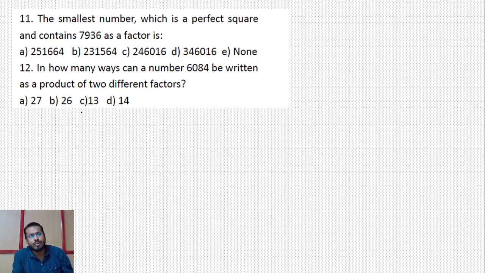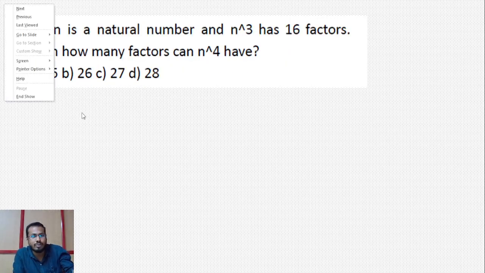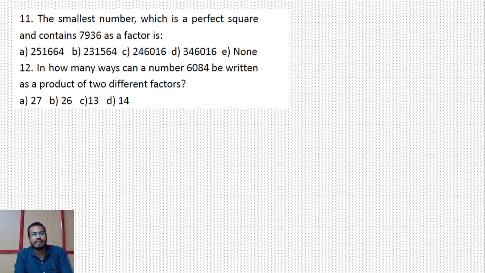The smallest number which is a perfect square and contains 7936 as a factor. Two questions are here, 11 and 12. Both the questions are here. Anyway, we will complete this. The smallest number which is a perfect square and contains 7936. I think you guys can do this. There is no trick in this question. Perfect square and contains 7936 as a factor. So how to get the answer?